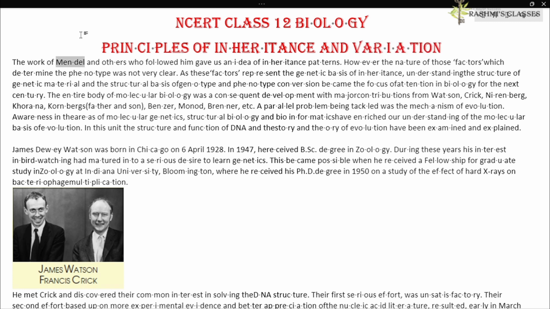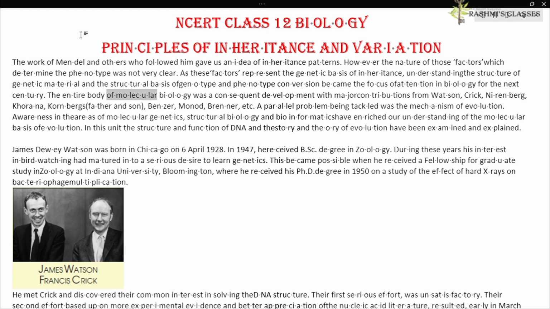The work of Mendel and others who followed him gave us an idea of inheritance patterns. However, the nature of those factors which determine the phenotype was not very clear. As these factors represent the genetic basis of inheritance, understanding the structure of genetic material and the structural basis of genotype and phenotype conversion became the focus of attention in biology for the next century.